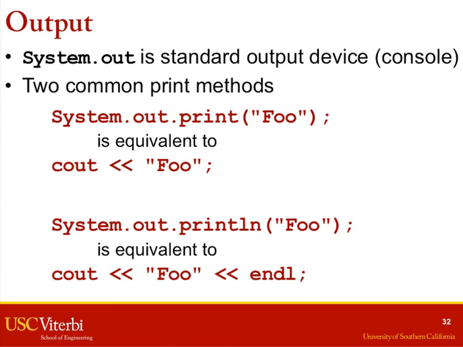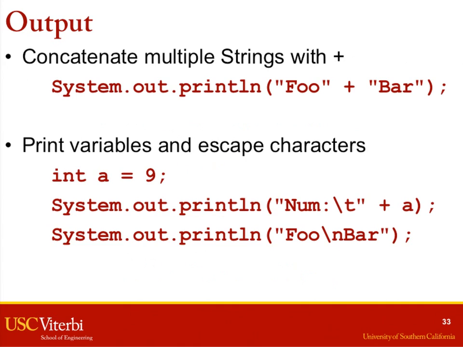Output. You're probably used to using cout and cin for output and input. We're going to use System.out to put stuff to the console window. Print just does the string, and everything has to be in a string, so double quotes, and then print just does that. Println does the string and then starts you on a new line. Easy.